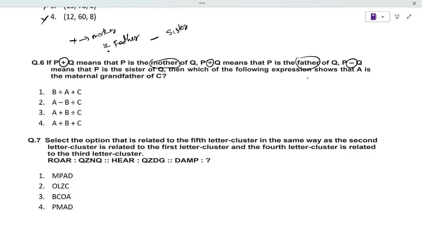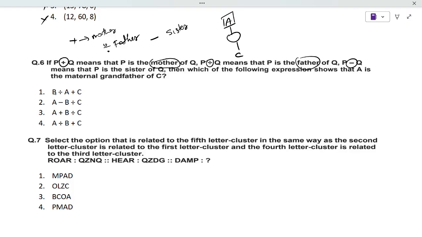Then which of the following expression shows that A is maternal grandfather of C? So A is maternal grandfather means I use this box as male, right? Maternal means mother side of C. So C's mother's father. We need to find that one.